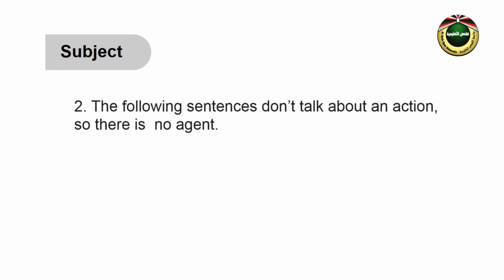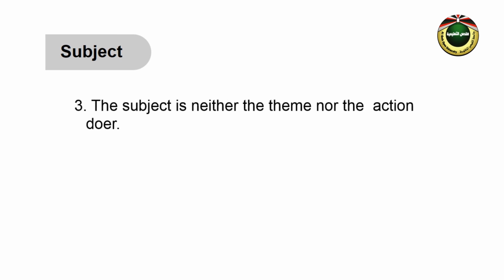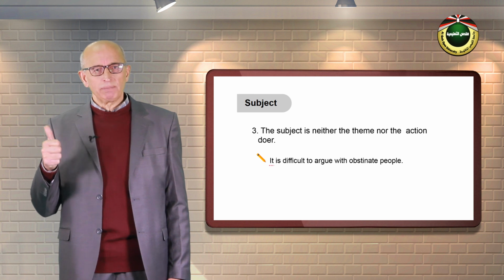The following sentences don't talk about an action, so there is no agent. Examples. A, Paul is sick. B, Helen resembles her mother. In the following sentence, the subject is neither the theme nor the action doer. It is difficult to argue with obstinate people.